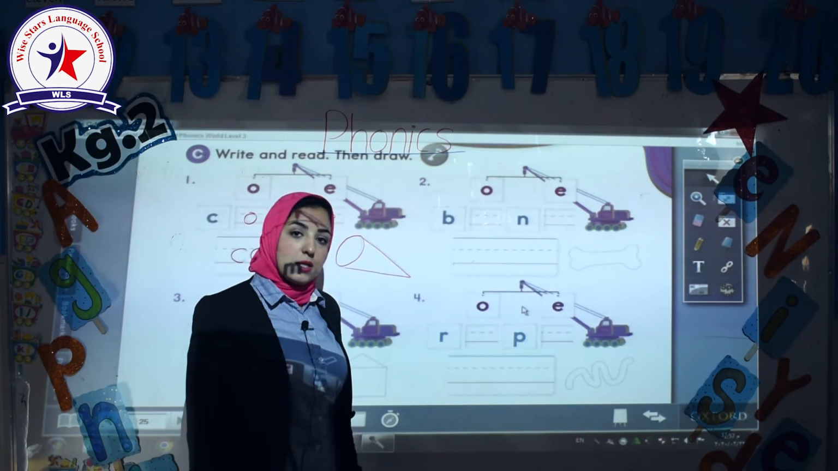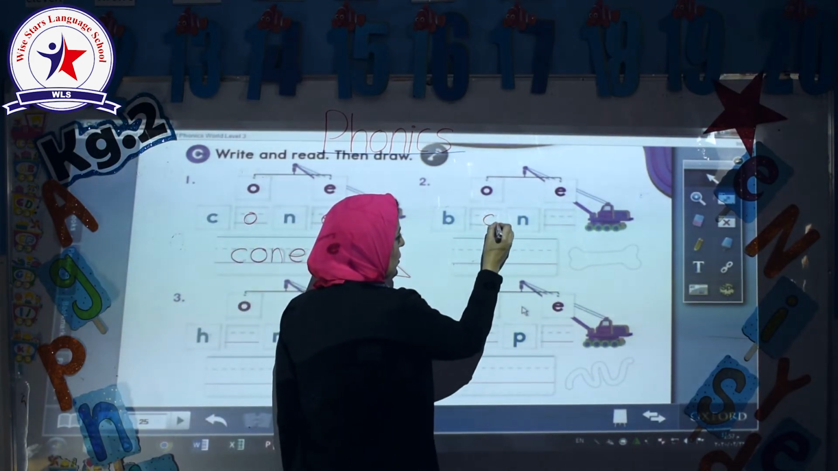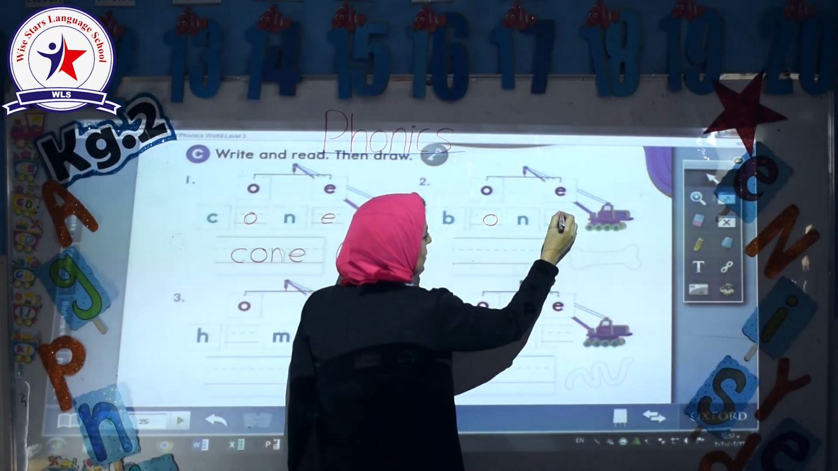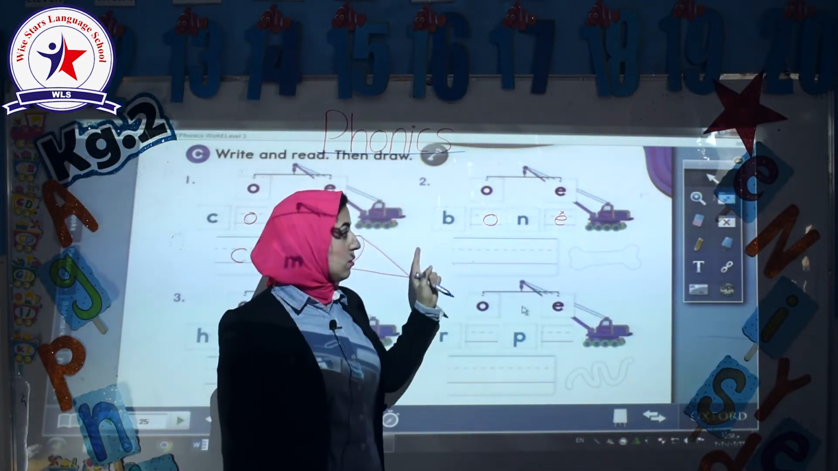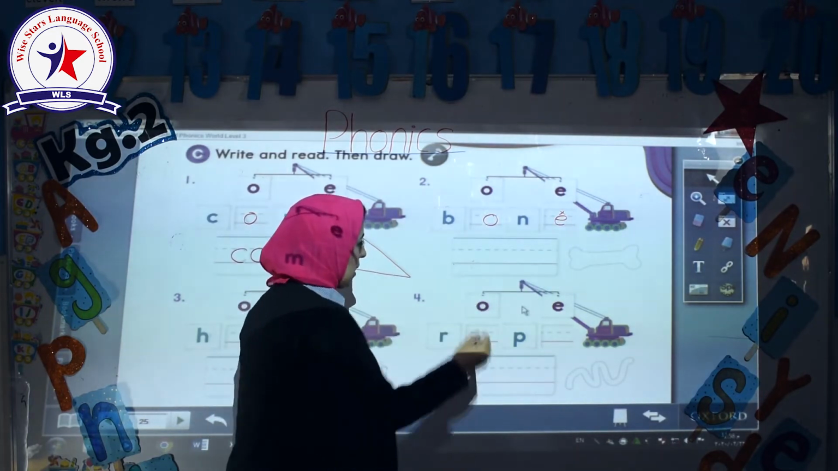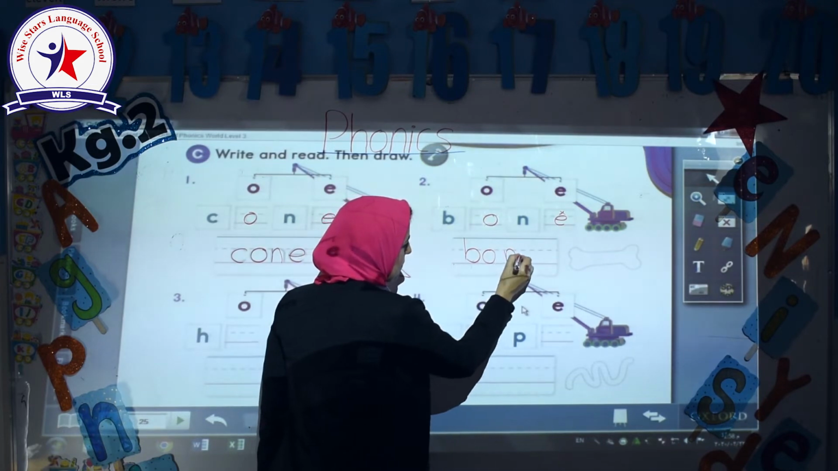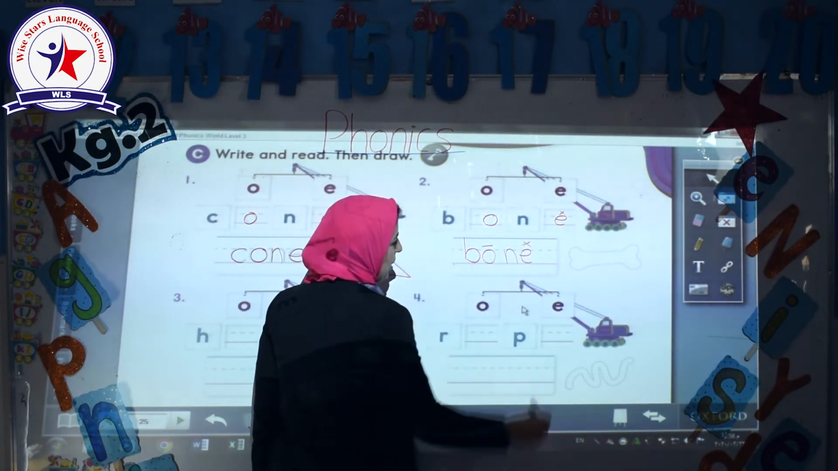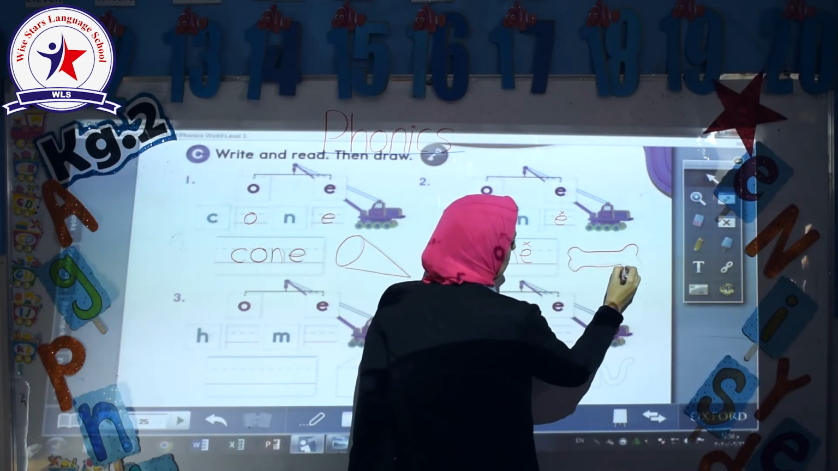Number two. Let's write long O, magic E. O and silent E. It will be bone. Let's write bone. Long O and magic E. And let's trace on the bone.